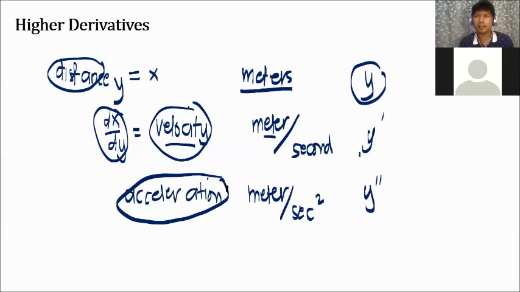Okay? Does that make sense to you? Wait, sir, so if we get the derivative of A, it will become B. If we get the derivative of B, it will become C, like that? Something like that, but it means something. You're not just getting the derivative, but it means something. Like here, if we get the derivative of distance, you get the velocity. Then if you get the derivative of velocity, you get the acceleration, something like that.